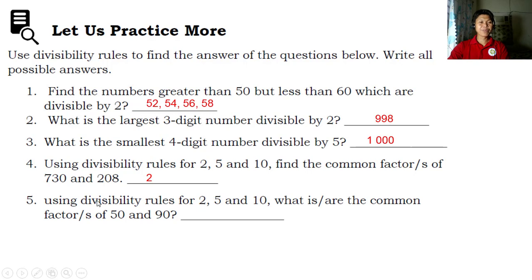And for number 5, using the divisibility rules for 2, 5, and 10, what is or are the common factors of 50 and 90? So, pwede sa 2, ang dalawa. Pwede rin sa 5, tsaka sa 10. So, it is 2, 5, and 10.